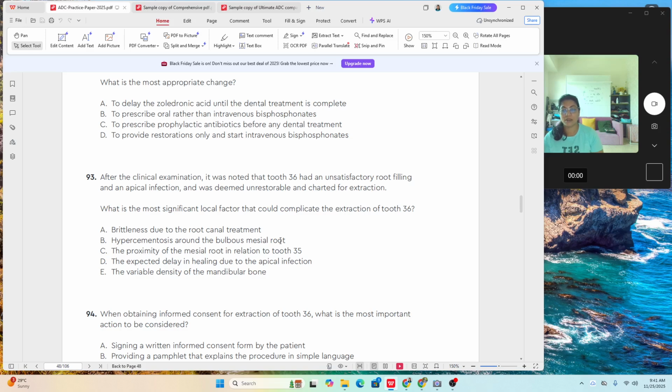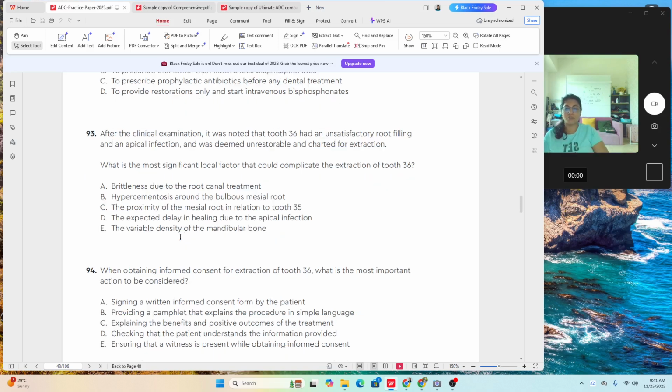C, D, E options are not that important. If you are confused, you'll be confused between option A and B. And hypercementosis is any day more of a complication than just a brittle tooth. So you will choose option B for this.